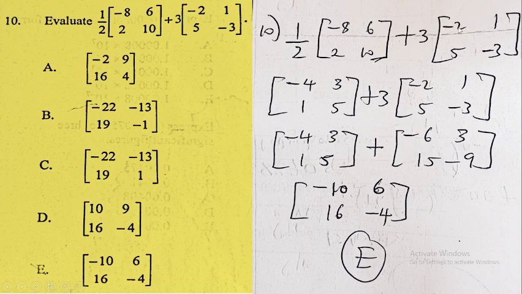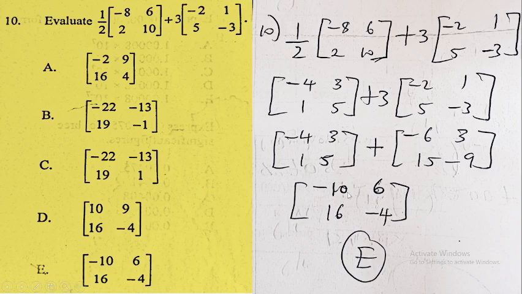Also 3 multiply minus 2, that gives us minus 6. Also 3 multiply 1, that gives us 3. 3 multiply 5, that gives us 15. 3 multiply minus 3, that gives us minus 9. Then we can now add these two 2 by 2 matrices together. Minus 4 plus minus 6, that gives us minus 10. 3 plus 3, that gives us 6. 1 plus 15, that gives us 16. 5 plus minus 9, that will give us minus 4. So if you look at the options provided, we discover that option E is the right option out of all the options provided.